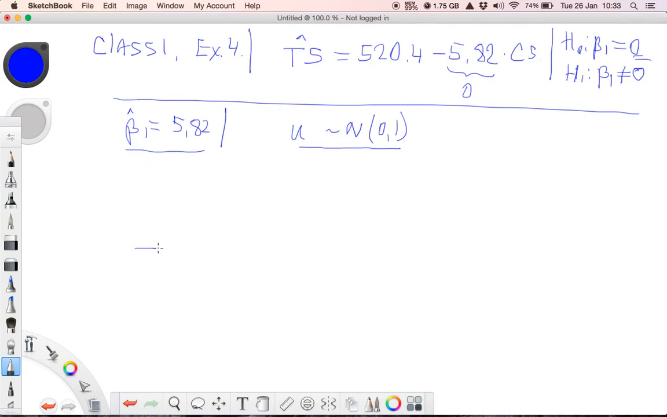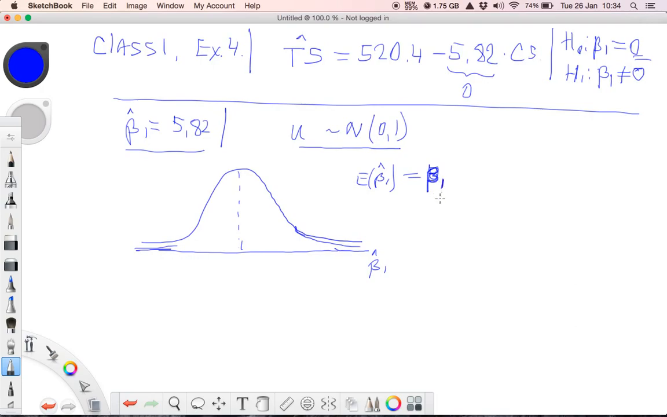Now let's assume that we have this distribution. Let's assume this is my normal distribution. This is basically the sampling distribution of the beta hats. These are beta hats, and we know that the expected value of this beta 1 hat is actually the population beta 1. So expected values are mu, so this should be this value here, right in the middle. This is the average value.